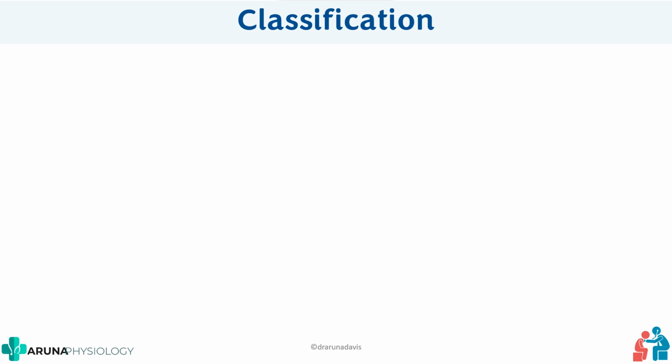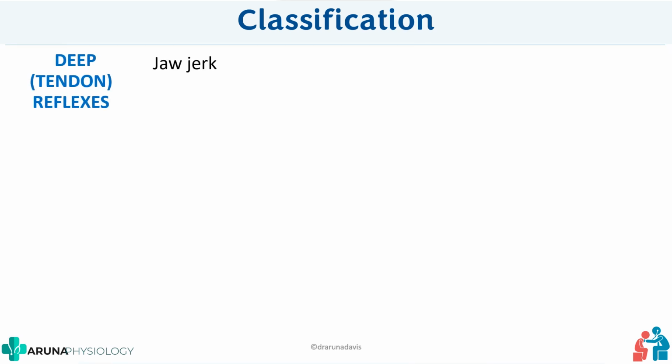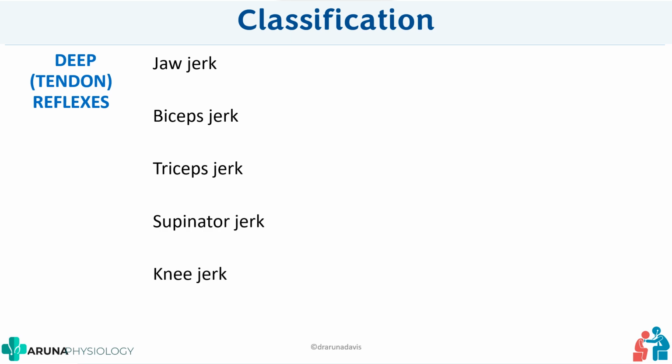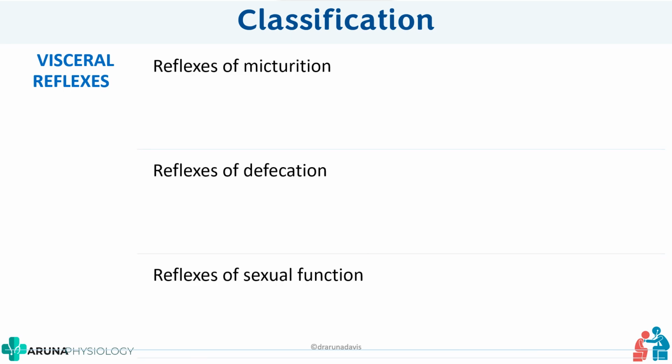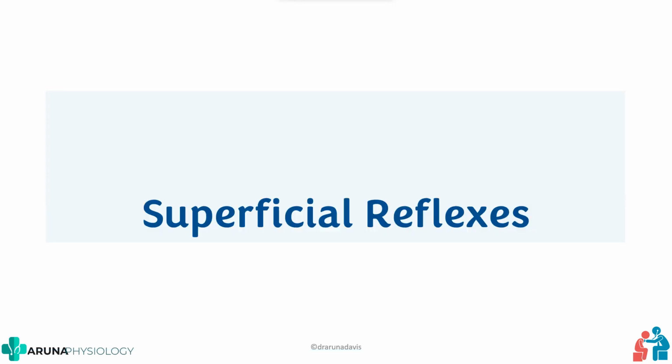Under deep tendon reflexes, we've got jaw jerk, biceps jerk, triceps jerk, supinator jerk, knee jerk and ankle jerk. And under visceral reflexes, we've got the reflexes of micturition, the reflexes of defecation and reflexes of sexual function. Now we'll see each one by one. First, we'll talk about the superficial reflexes.